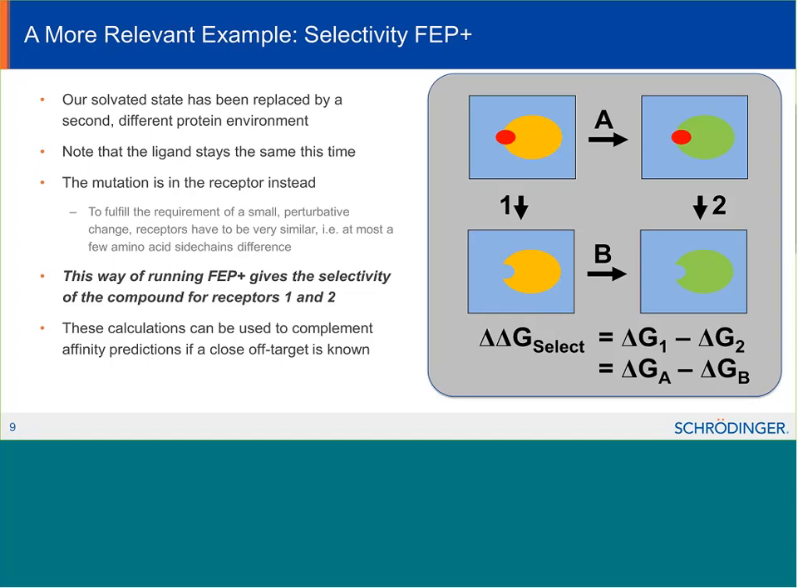And this way of setting it up, the delta delta G predicted now is a delta delta G of selectivity. So it would tell me if the ligand would prefer the yellowish or the green receptor. And that, of course, could be used while I'm doing affinity predictions. On one hand, I could also predict the selectivity of new compounds to close off targets, assuming that the off target is closely enough related to my main target that a few amino acid point mutations would cover the change.